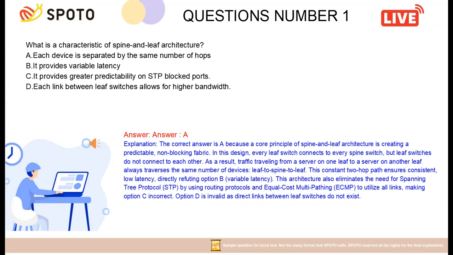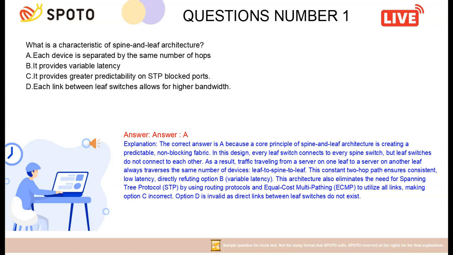Answer A. The correct answer is A because a core principle of spine and leaf architecture is creating a predictable, non-blocking fabric. In this design, every leaf switch connects to every spine switch, but leaf switches do not connect to each other. As a result, traffic traveling from a server on one leaf to a server on another leaf always traverses the same number of devices, leaf to spine to leaf.